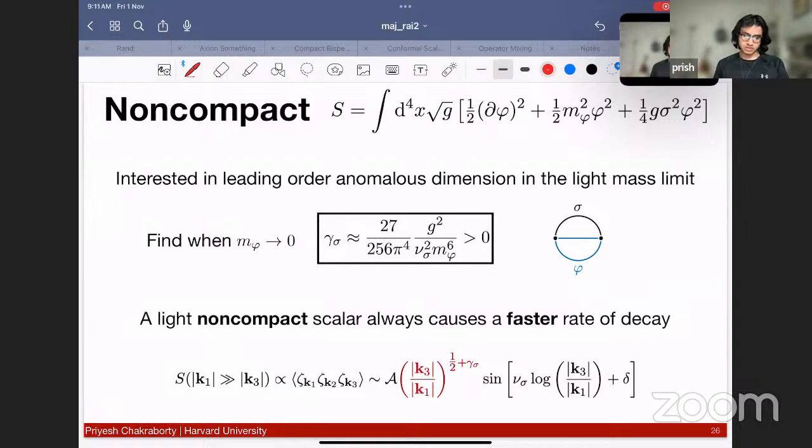So in the cosmological collider signal, just to remind you, this anomalous dimension appears as an additional contribution to the decay piece. And it's always going to cause a faster rate of decay and can easily be quite large. Subject to perturbativity requirements, of course. But it can easily be an order 1, order 10 number.